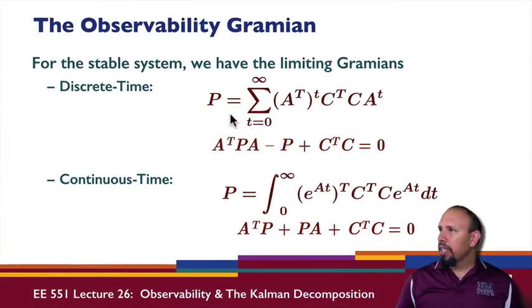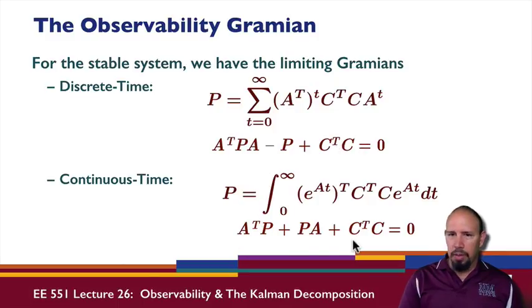Now, the observability Gramian, the limiting Gramian. If our system is stable in discrete time, then this infinite summation exists, that is, it converges, and this P satisfies this discrete time Lyapunov equation. In continuous time, if our system is Hurwitz, if the matrix A has all of its eigenvalues strictly in the left half plane, then this integral converges, and this P satisfies this Lyapunov equation. So we have the observability Gramian for the system in discrete time and in continuous time.